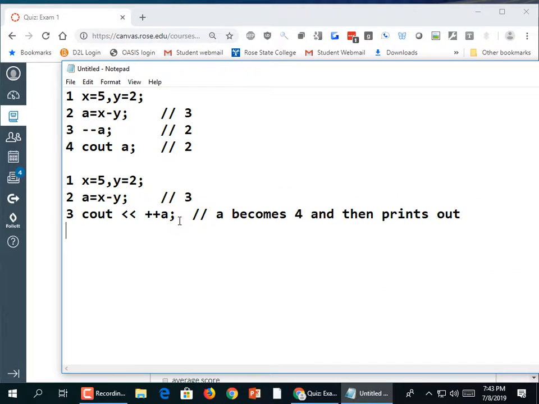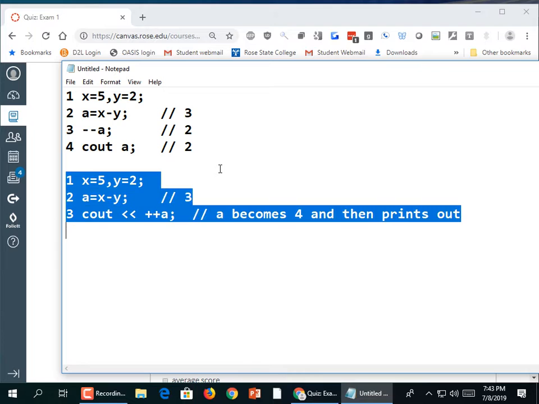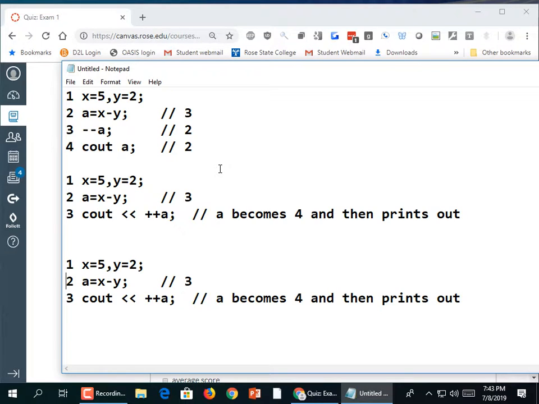whereas on the next choice it's written like this. In the suffix notation, a gets printed out and then gets incremented. So a prints out, which prints a 3, and then a gets incremented to 4. So that's how it was graded.